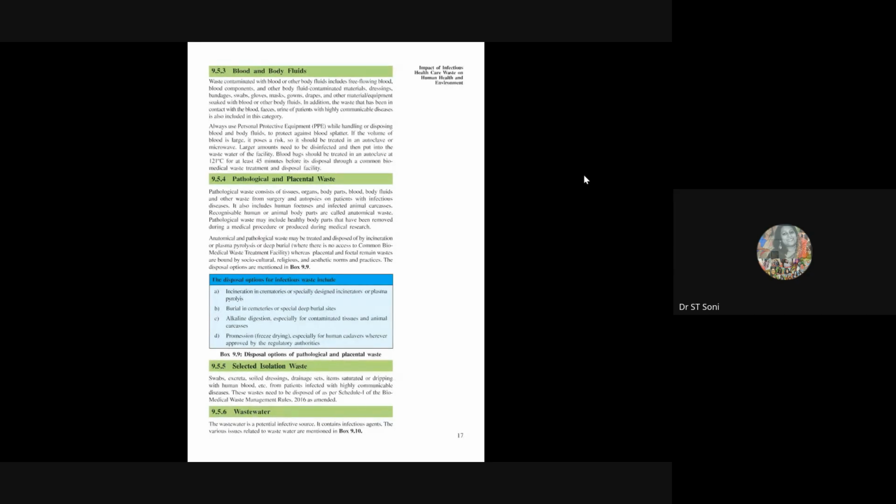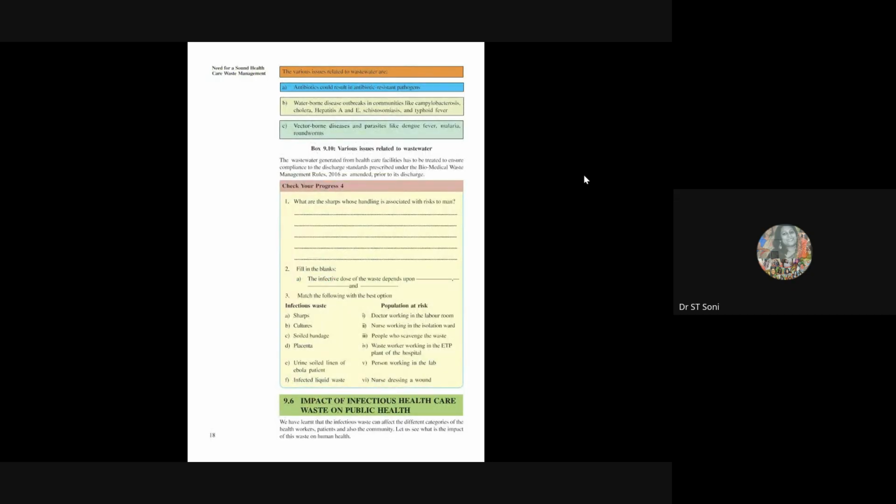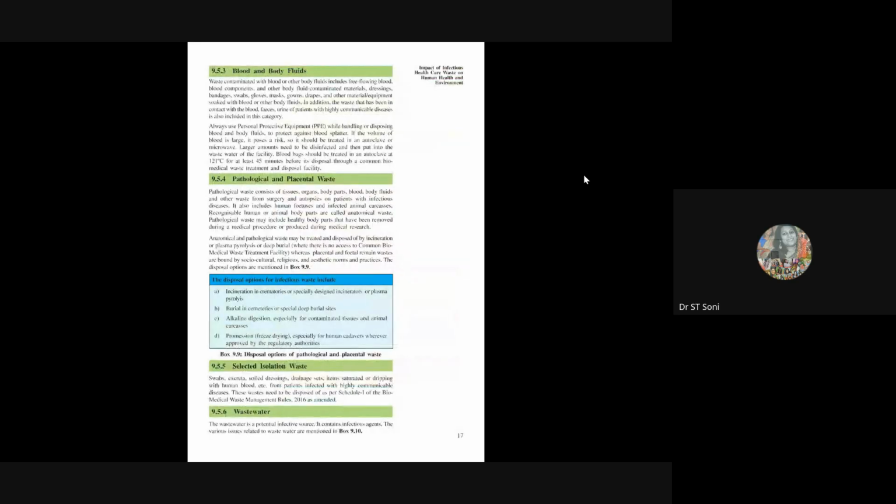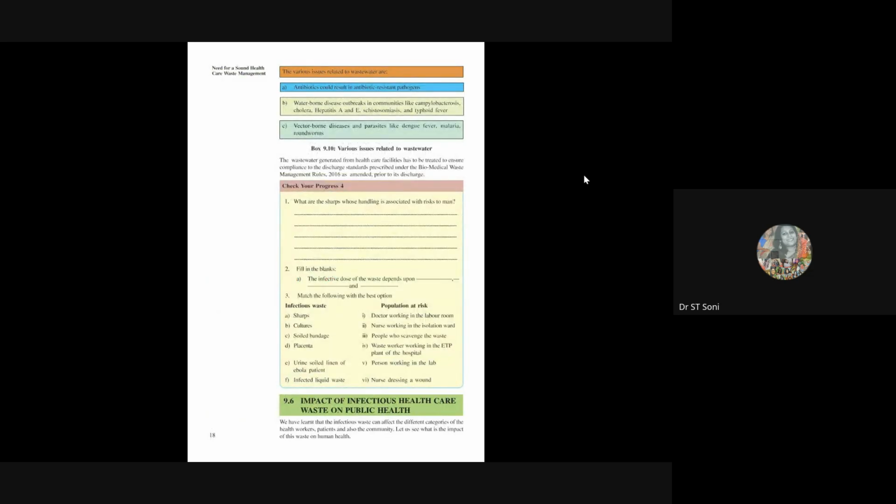And as per the schedule, wastewater. Wastewater is also a potential infective source. So very importantly, every hospital should have liquid waste management; somebody will take up your sessions and tell you about it. As per Schedule 2 of the Biomedical Waste Management Rules 2016, we need to handle this waste by the STP and ETP plants to be installed in the hospital. The wastewater can lead to antibiotic resistant pathogen transmission, waterborne disease, vector-borne disease, and all.